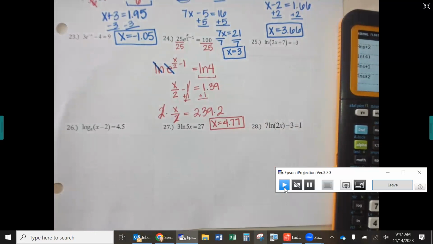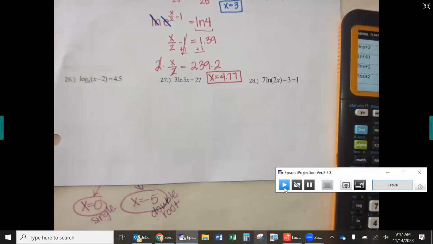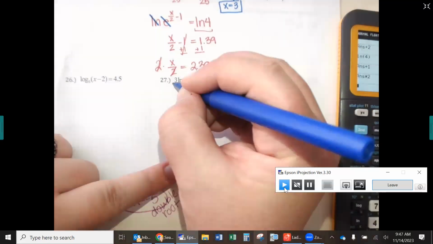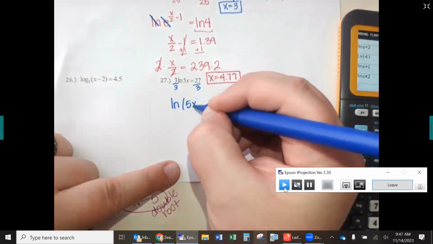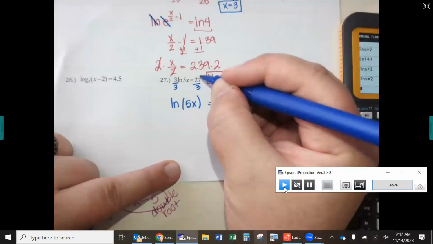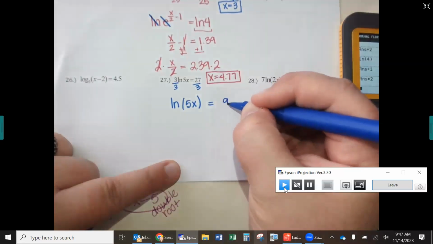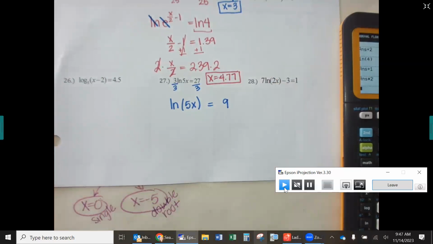Okay, last one off this page we're going to do is number 27. What do I need to do first? Okay, divide that 3 out of the way. So I have ln of 5x equals 27 divided by 3 is 9. Now, I didn't type parentheses around the 5x. That's just a preference, so I'm going to put them. But if they're not there, remember, it's still in the log. It's the math. Okay, from there, how do I get rid of an ln, which is a log little e?